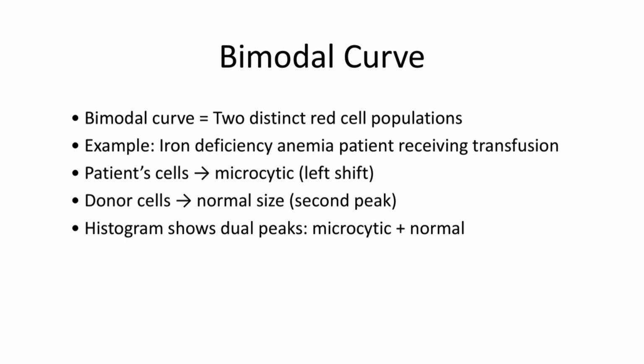normal range. The result is a bimodal histogram, one peak representing the patient's microcytic cells, and another peak representing the transfused donor's normal cells. This pattern is a classic indicator of mixed red cell populations and helps clinicians interpret the patient's hematologic status in the context of recent transfusion therapy.